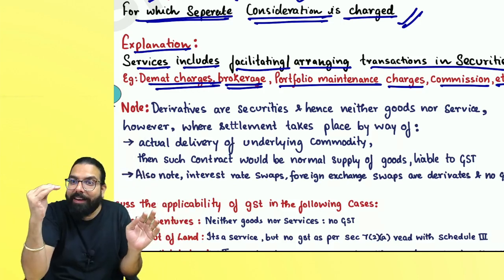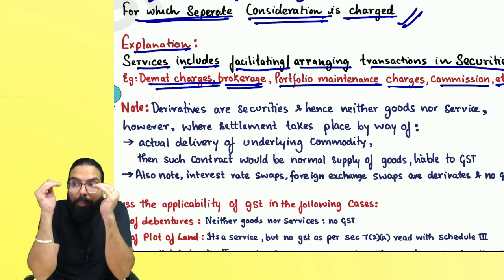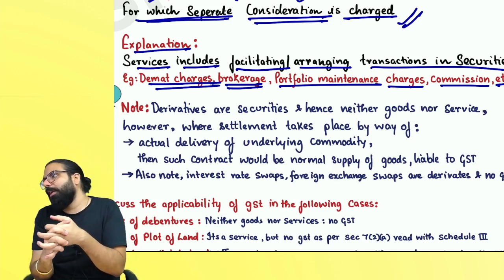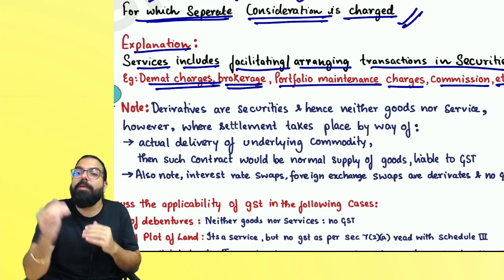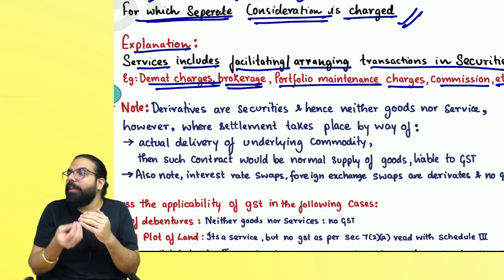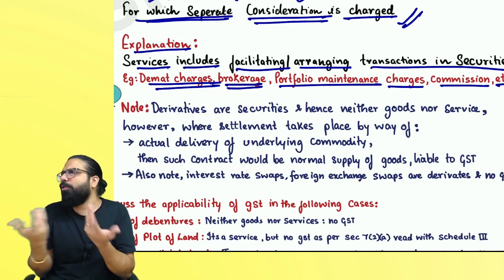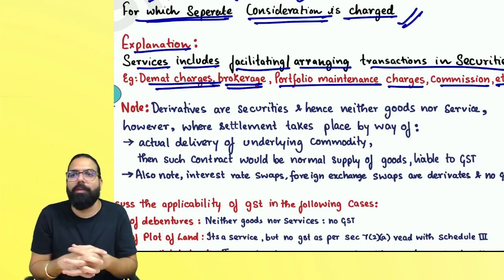But behind that, the brokerage services, the portfolio maintenance services which are being given, that is a service activity. Is my point clear to all? They have given you a brokerage service, and for that they are charging you a commission or brokerage, etc. So they are giving you a service for which you are giving a consideration. Is my point clear to all?